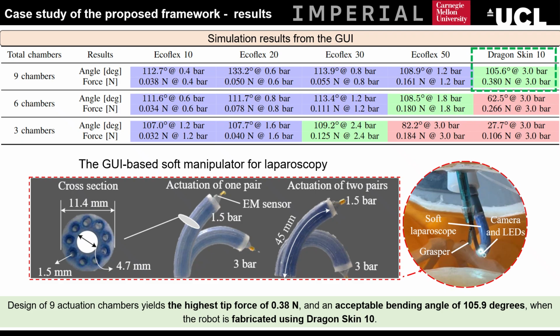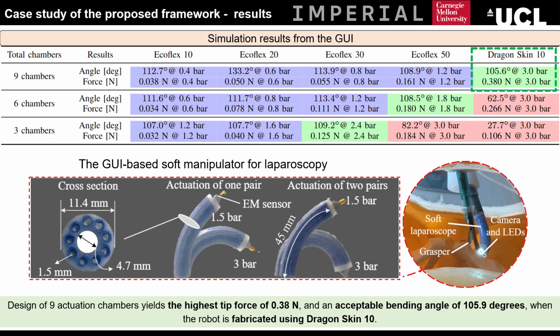One promising design identified by the simulation results is when the robot is fabricated using Dragon Skin 10 with 9 chambers. In this case, the robot has an overall diameter of 11.4 and a central working channel of 3.6. When the actuation pressure is 3 bar, the bending angle is around 106 degrees and the tip force is around 0.38. This configuration fits the surgical constraints well.